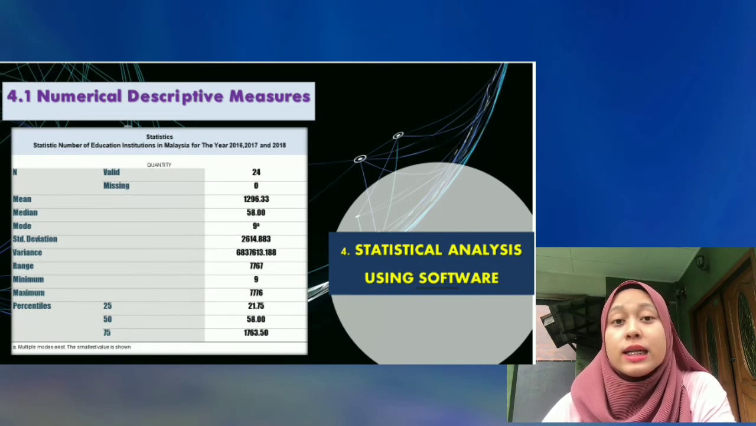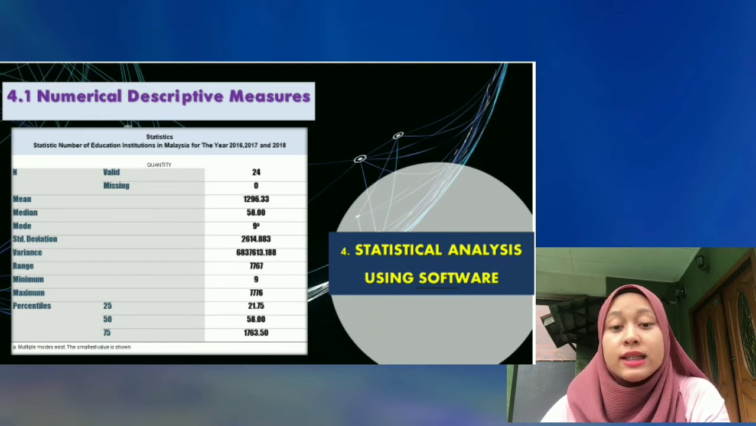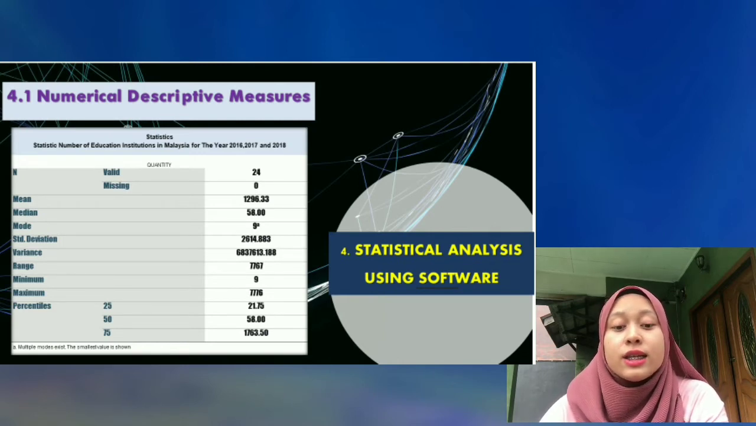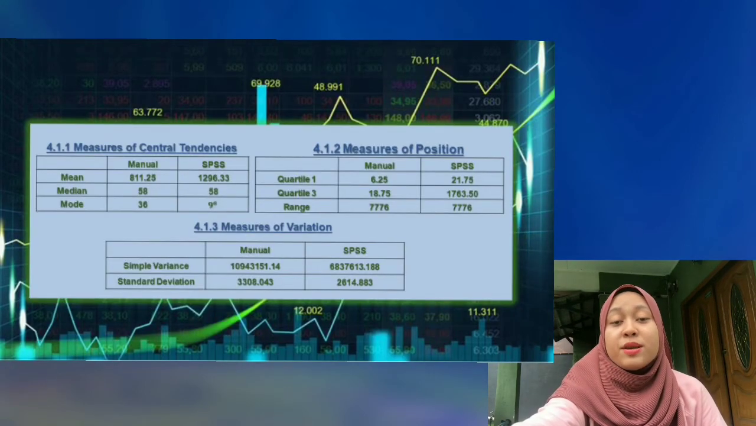So today I will present number 4, which is statistical analysis using software. 4.1 is numerical descriptive measures. For your information, I'm using SPSS. So this is the result from SPSS for the statistics of the number of educational institutions in Malaysia for the year 2016, 2017 and 2018. As we can see here, we have median, mean, mode, standard deviation, variance, range and percentiles. As we know, the numerical descriptive measures have three measures.